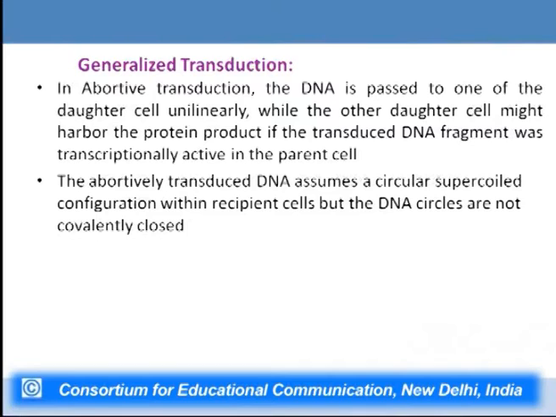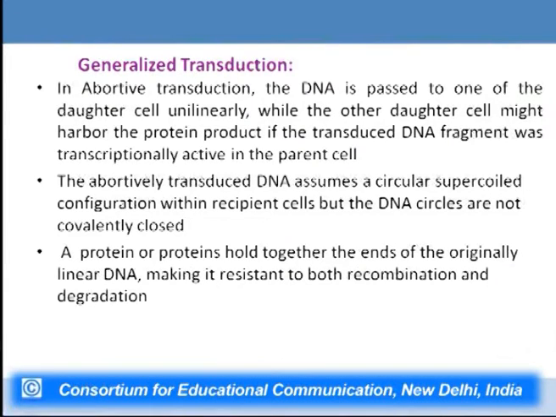Now, the abortively transduced DNA which is present in the cell, which is not integrated into the host chromosome, assumes a circular supercoiled configuration within the recipient cell. That is, it is supercoiled and it assumes a circular configuration, but the ends are not sealed together, the ends are not joined. So, it is not a covalently closed circle, the ends of the circle are open, though it is present in a supercoiled circular fashion.